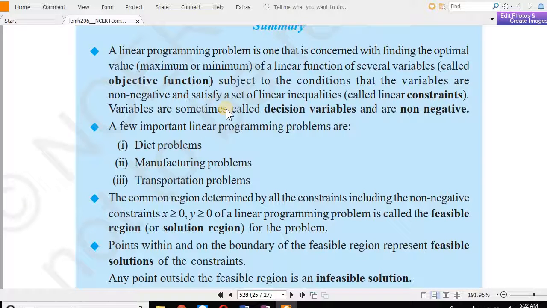All right. So a linear programming problem is one that's concerned with finding the optimal value of a linear function of several variables, called the objective function, subject to the conditions that the variables are non-negative and satisfy linear inequalities, which are called linear constraints. Variables are sometimes called decision variables and are non-negative. So we've explained all of those terms, what a linear function is, talked about inequalities, and so on. Some important examples are diet problems, manufacturing problems, transportation problems. There are examples of all of those in the chapter.